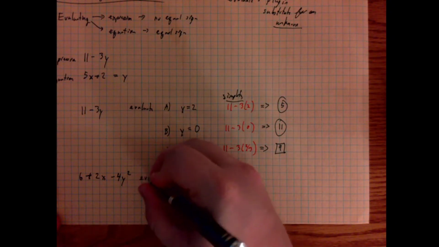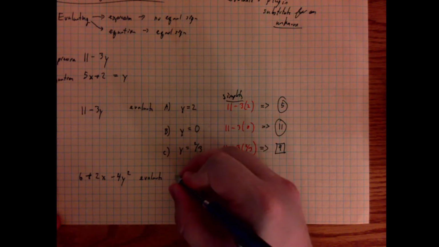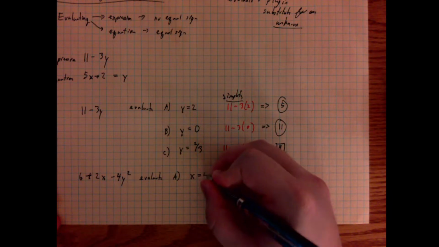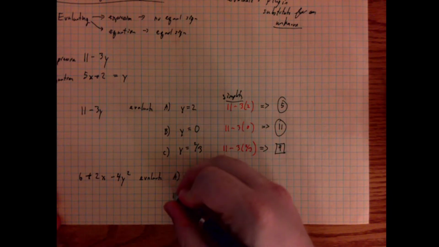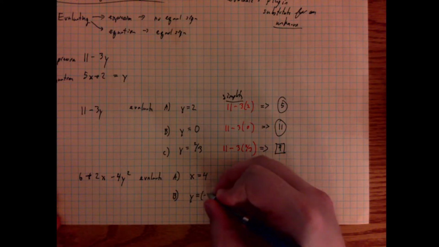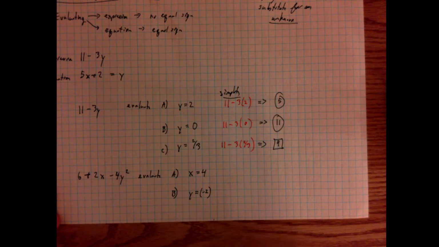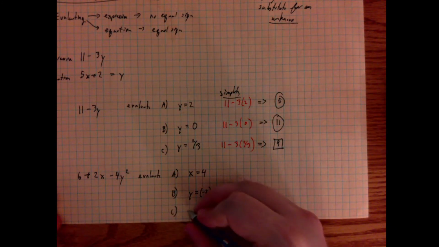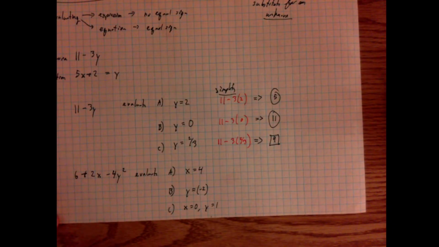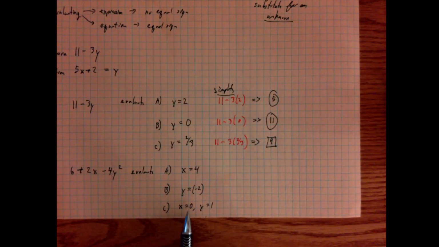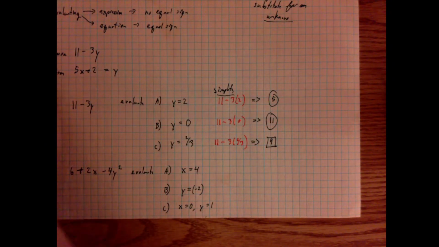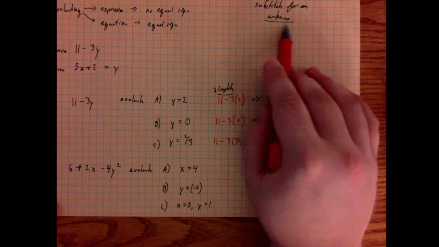Now, when you evaluate, there's two ways you can evaluate. You can evaluate for a single unknown, like if I just said what happens if x is 4. What happens if y is -2? And there's also the possibility that when you evaluate, you could evaluate for both. What happens if x is 0 and y is 1? And so all three of these statements are just evaluations of my original algebraic expression. And so, just like before, evaluate means to plug in or substitute for an unknown.